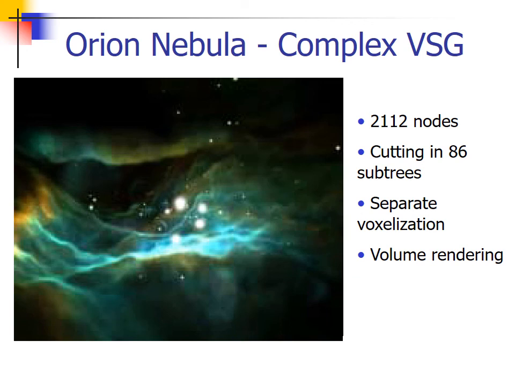Protosolar systems and shock fronts within the nebula are similarly built and composed together to form the full scene containing 2112 scene graph nodes. The Orion Nebula visualization was developed with the Hayden Planetarium at the American Museum of Natural History in New York City.